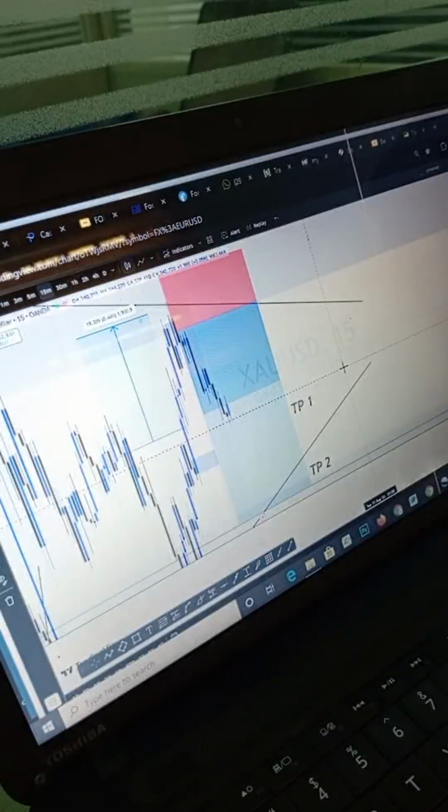All right, so we're still holding the good sell, and this is currently where we are now. This is the 1 5 time frame.